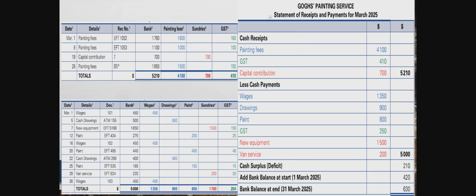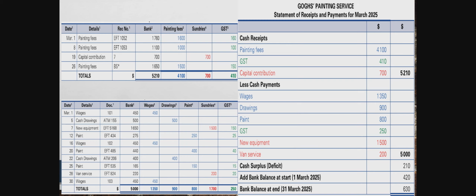So guys, this is what a statement of receipts and payments looks like. It tells you all the inflows of cash, all the outflows of cash, if there's a surplus or a deficit in cash, which we'll go into detail very shortly. It has your bank balance at start, and then you simply add the two together, and it'll tell you your bank balance at end.